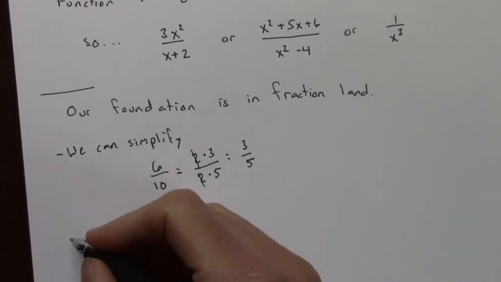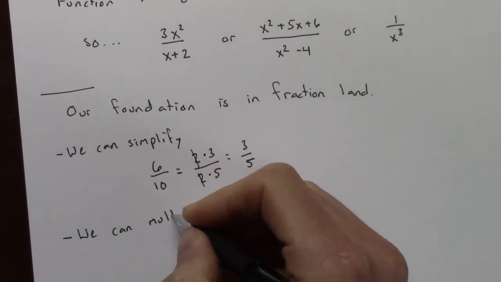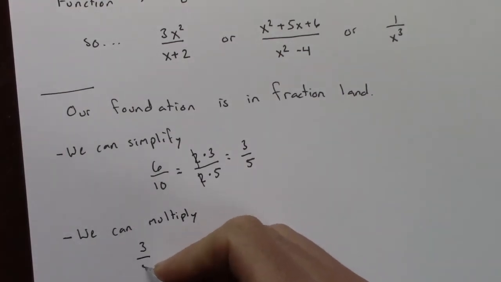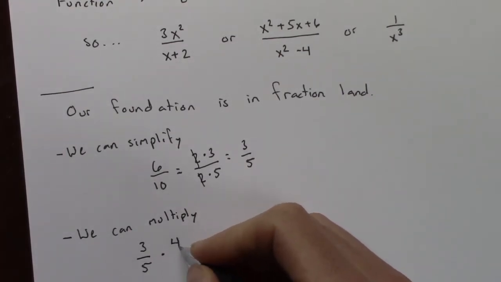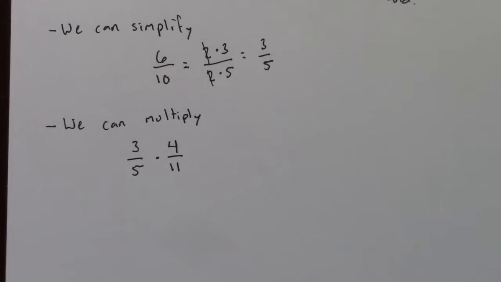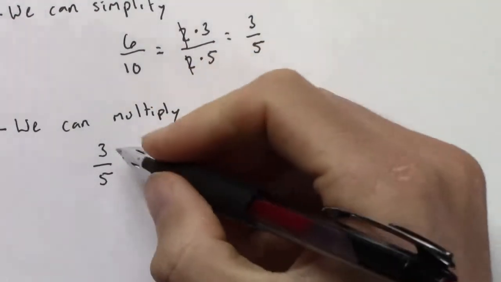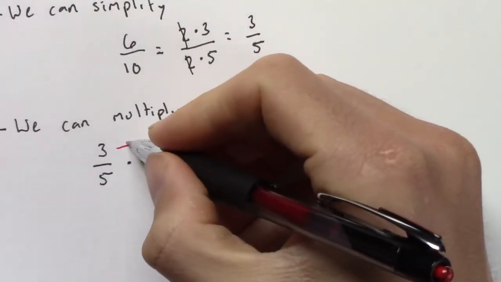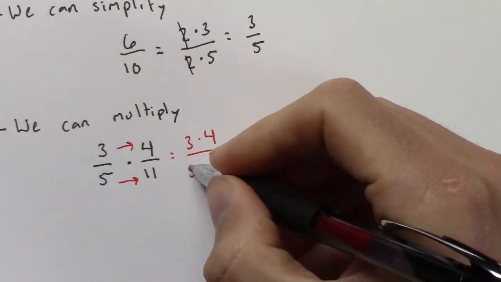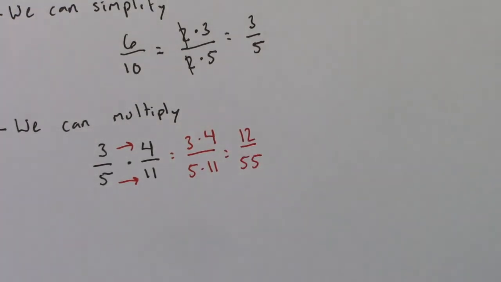In addition to simplifying, we also know that we can multiply. Hopefully you remember how we go about multiplying fractions, but if you're not quite sure or it's been a little while, I just want you to remember that multiplying fractions is very convenient because all we have to do is go straight across. So 3/5 times 4/11, if I multiply straight across, becomes 3 times 4 over 5 times 11, or simply 12/55. And that would be it.